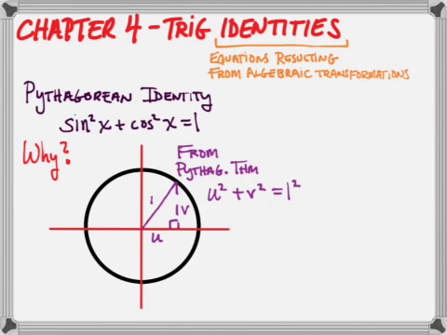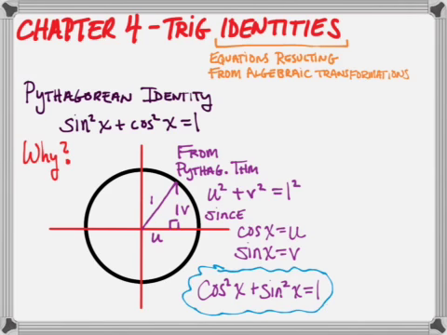So that's true, but we've also defined u and v on our unit circle as some trig values. What does u stand for? Cosine, and v is sine, right? So we have this relationship, and just by substitution, where I see the u, I can put cosine. Where I see the v, I can put sine. I come up with my Pythagorean identity: cosine squared x plus sine squared x equals 1.